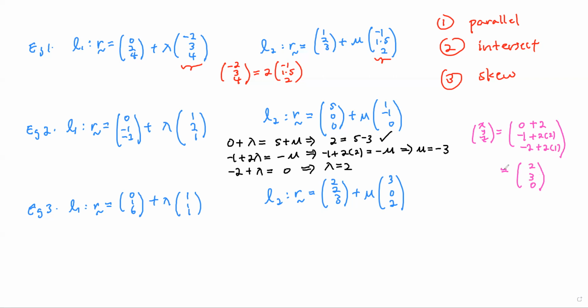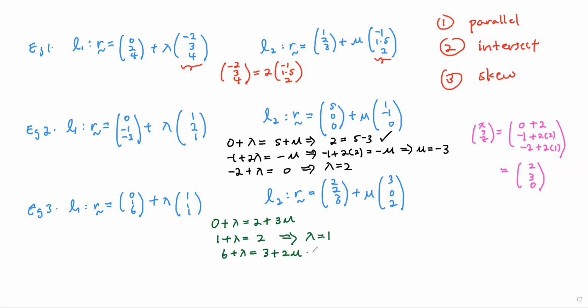This is the point of intersection between line 1 and line 2. Now let us look at the third example. Same thing: if they are not parallel, we equate them together. We get 0 plus lambda equals 2 plus 3 mu, 1 plus lambda equals 2, and 6 plus lambda equals 3 plus 2 mu. From the second equation, we can deduce that lambda equals 1.